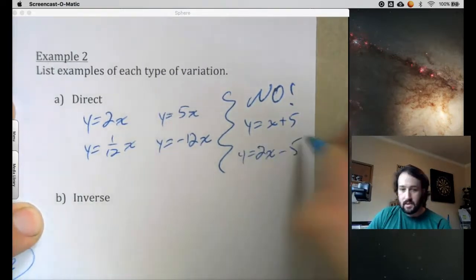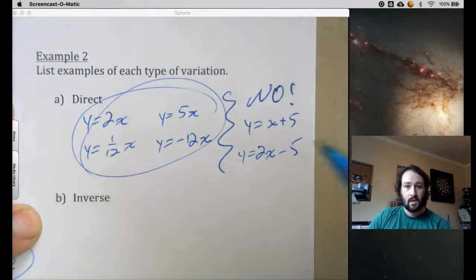Cannot be anything minus a number. Cannot be anything other than that we see right there.